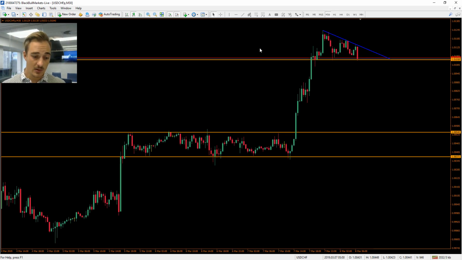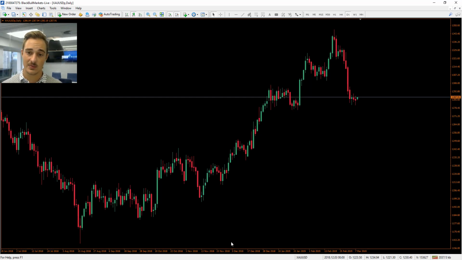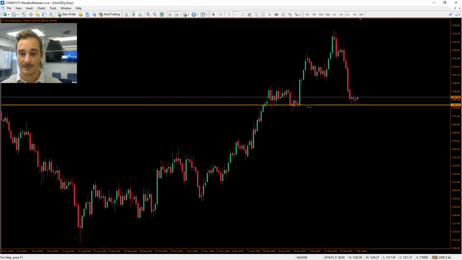So now moving on to the last pair, we have gold. Gold we haven't had a look at for quite some time. Gold has given us some nice moves over the course of this year, which has been quite nice. So at the moment we can see it has hit a nice strong support area.